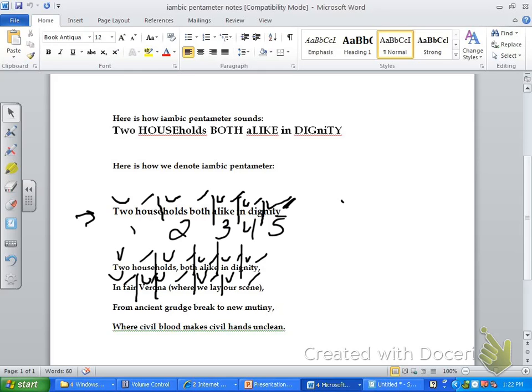And if there are five, then you have a line of iambic pentameter. You can certainly get an appreciation for all the hard work that he did.